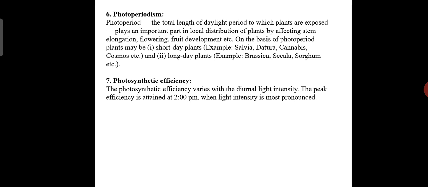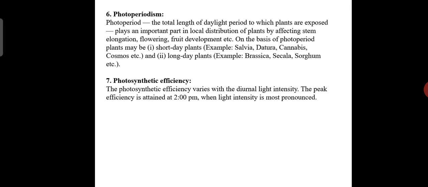So photoperiod is nothing but the total length of a daylight period to which plants are exposed, and it plays an important part in the local distribution of plants by affecting stem elongation, flowering, fruit development, etc. On the basis of photoperiodism, plants may be short day plants, for example datura, and long day plants, for example sorghum, brassica.